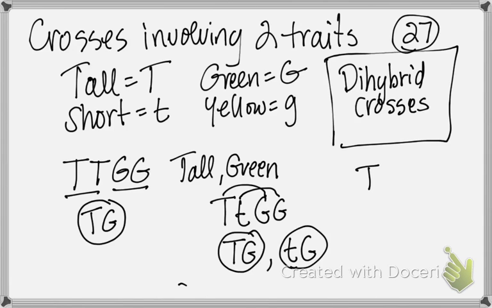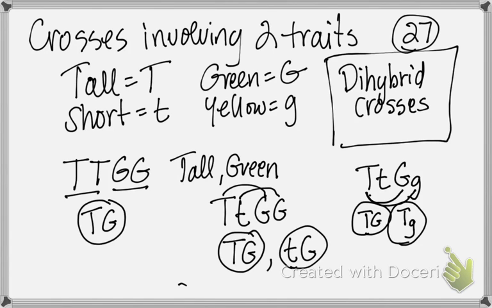Okay, what if it was hybrid for both? This is where I like to use something that I've nicknamed the FOIL method. Remember when you're multiplying polynomials, you do first, inside, outside, last in math? If you don't remember it from math, okay, what are all the combinations we could get? We could get the big T with the big G. The little t with the little g. The big T with the little g. I try to do it kind of in order so that I don't leave anything out. Little t with the big G. And the little t with the little g.